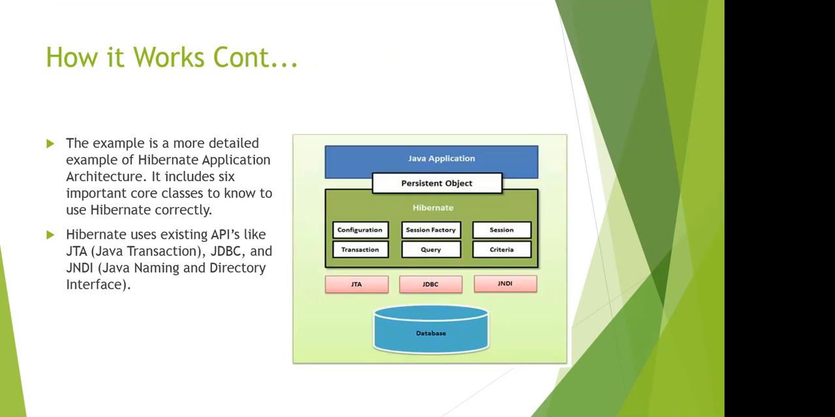So, there are six different Hibernate application architectures: configuration, session factory, session, transaction, query, and criteria. I'll talk about those more in a minute. Hibernate also uses the existing APIs that Java has implemented, like JTA, Java Transaction, the JDBC, Java Database Connectivity, and JNDI, which is Java Naming and Directory Interface. So basically, Hibernate just takes what Java has and improves it so that it's faster, easier, and simpler to transfer objects to a SQL language.